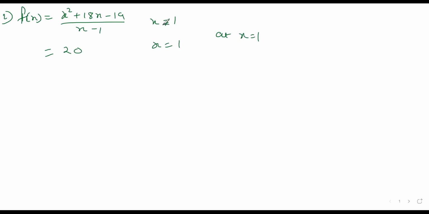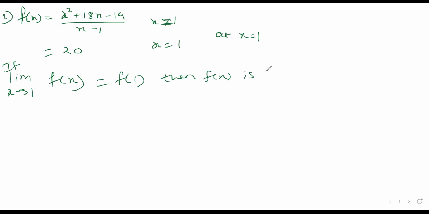Now see, here they have only given you two domain. When x is not equal to 1 and when x is equal to 1. So limit x tends to 1 f of x equal to limit f of 1. If this is satisfied, if this is true, then f of x is continuous at x is equals to 1.